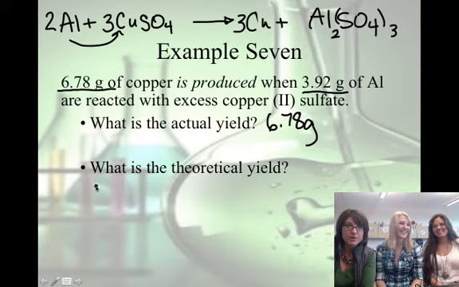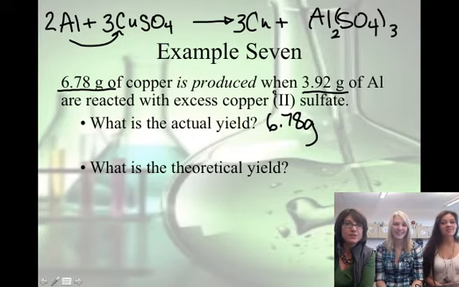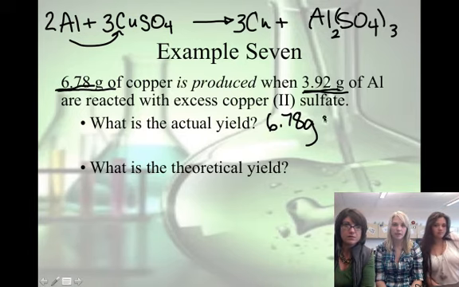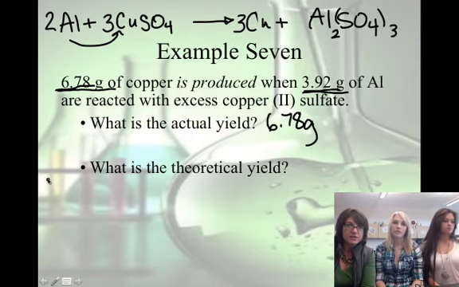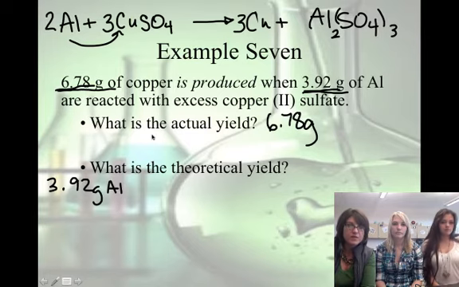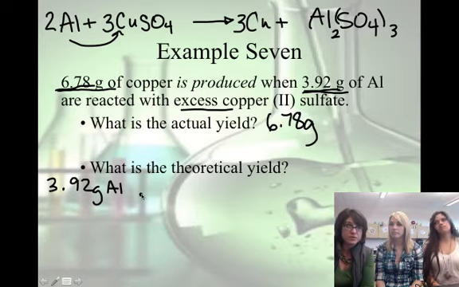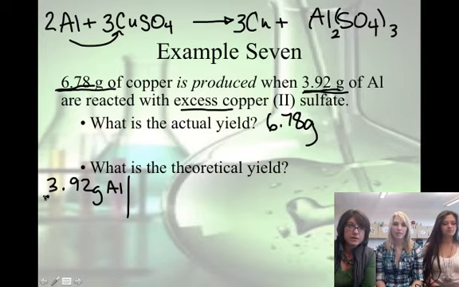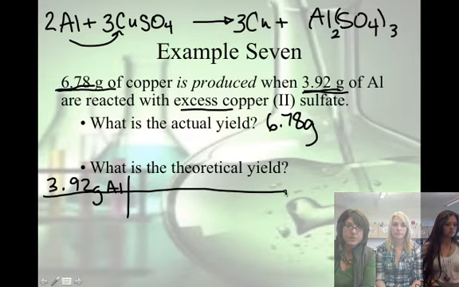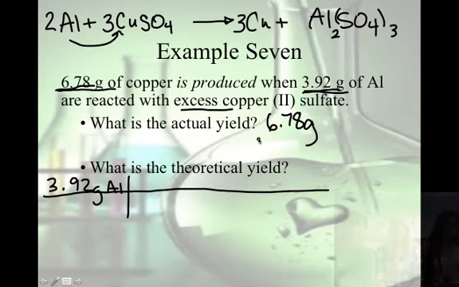All right. So what was our starting place? What did we start with? We started with 3.92. Our reaction started with 3.92 grams of aluminum. And it says we had excess copper 2 sulfate. So excess means that's extra information. We don't have to worry about copper 2 sulfate. So how much copper should we make in this reaction? That's going to be our theoretical yield.